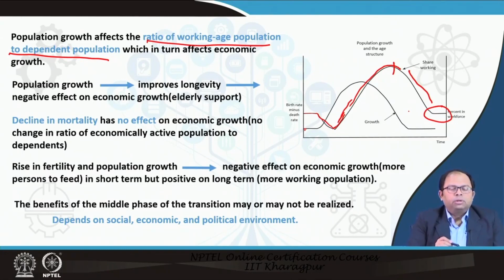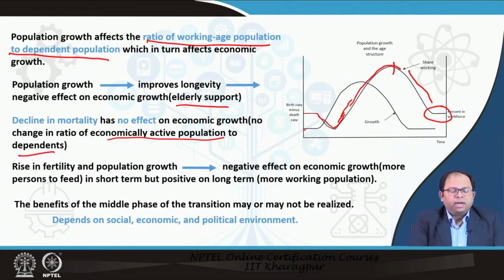Then population growth improves longevity, and when longevity improves, it has a negative effect on economic growth because of reasons like elderly support. Then decline in mortality has no effect on economic growth. We thought that when mortality declined, there would be an effect on economic growth as per the previous theories, but here we can see there is actually none, because there is no change in the ratio of economically active population to dependents.